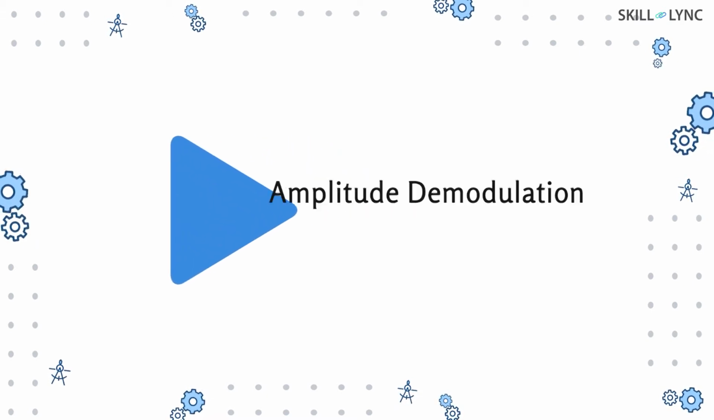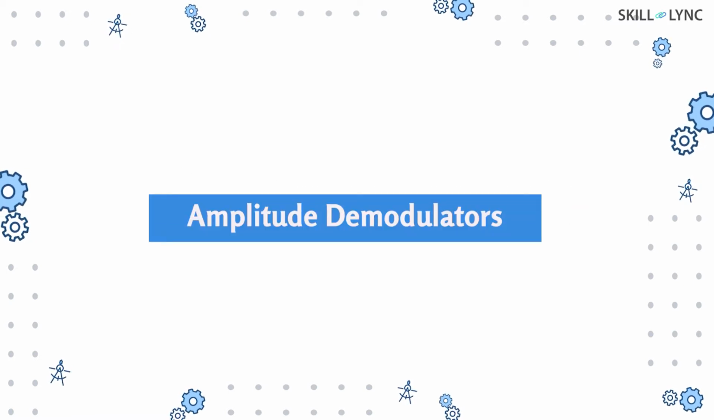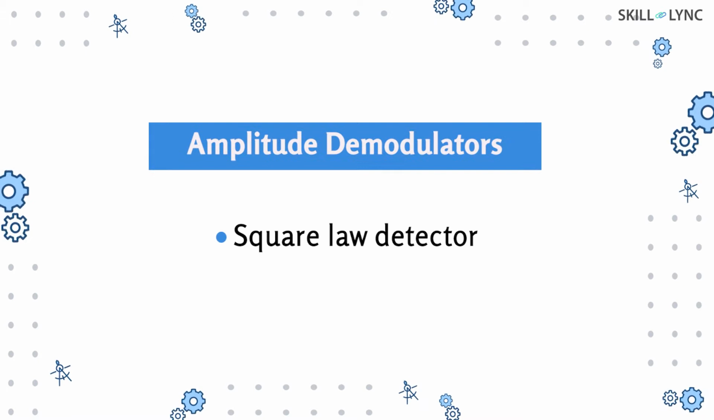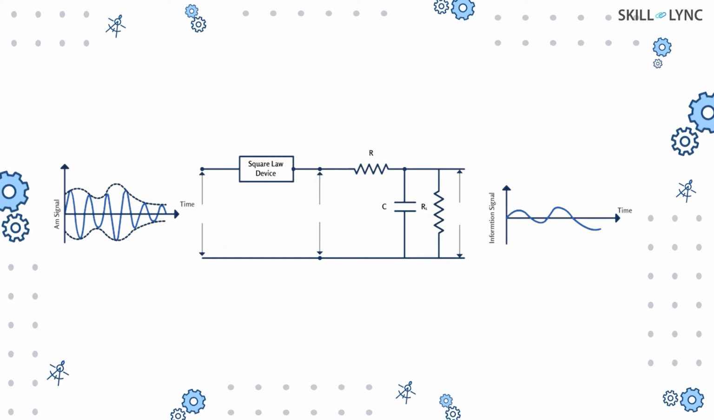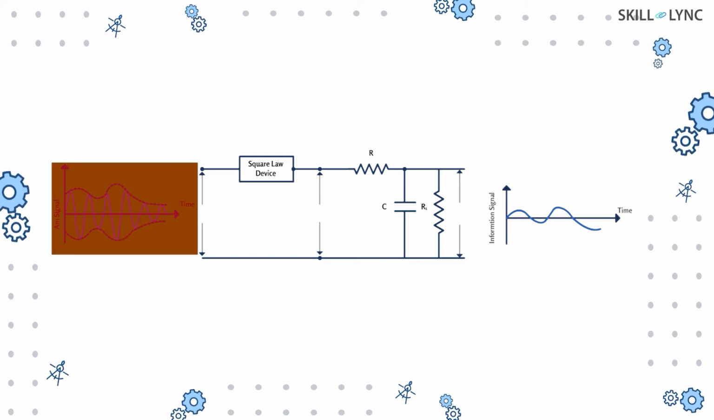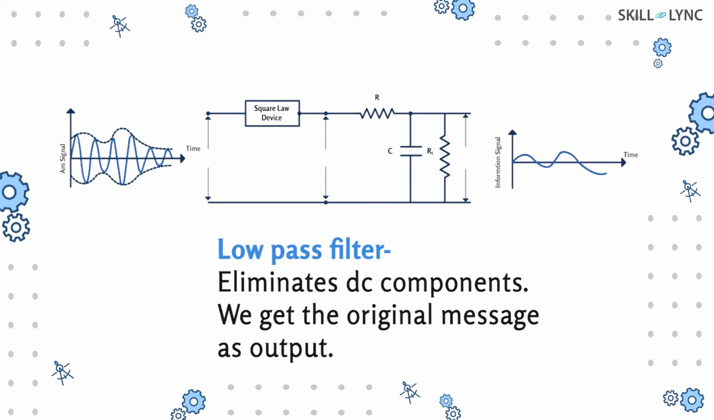In today's video, we'll be discussing amplitude demodulation and frequency demodulation. Amplitude demodulation can be done in two ways: by using a square law detector circuit or an envelope detector circuit. The block diagram of a square law detector consists of a square law device and a combination of resistor and capacitor circuit which form the low pass filter. The AM wave is sent through the square law device, the output of which is the square of the input voltage. This signal is now passed through the low pass filter. The low pass filter eliminates unwanted components from the received signal and we obtain the original message signal alone.